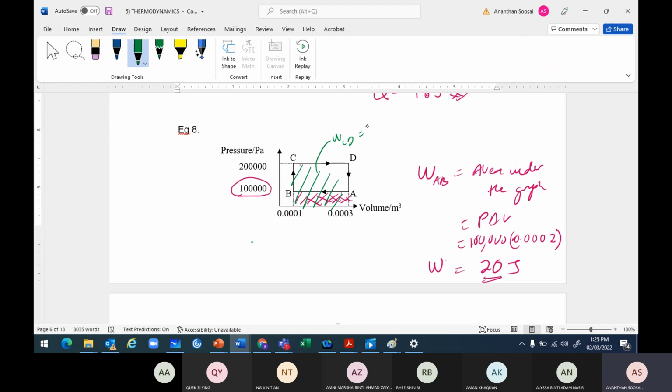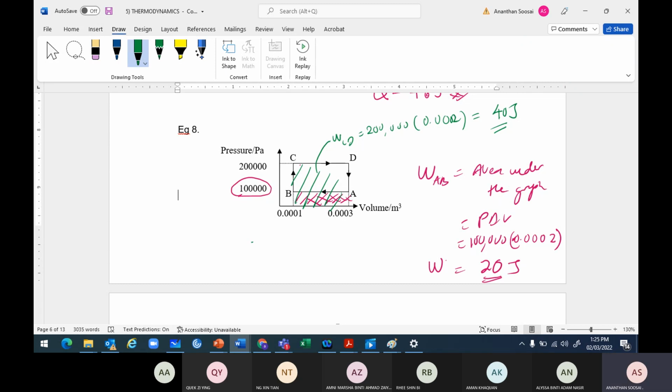So what is the area of work done? Height is 200,000, right? 200,000 multiplied by the difference in volume, 0.0002. Sorry, 4 zeros. How much do you get? 40, right? So C to D, the work done is 40 joule, plus 40 or minus 40?